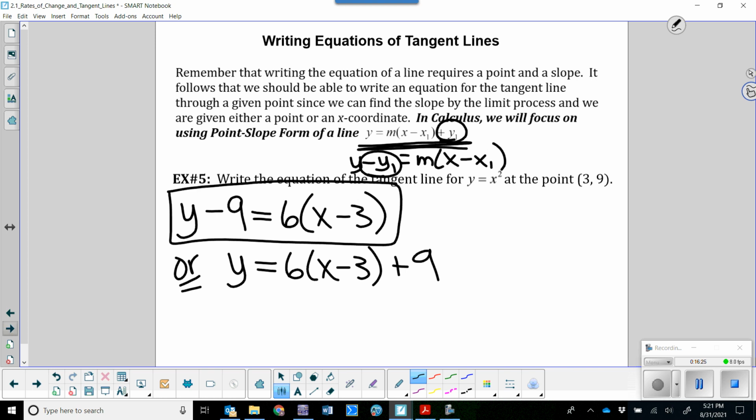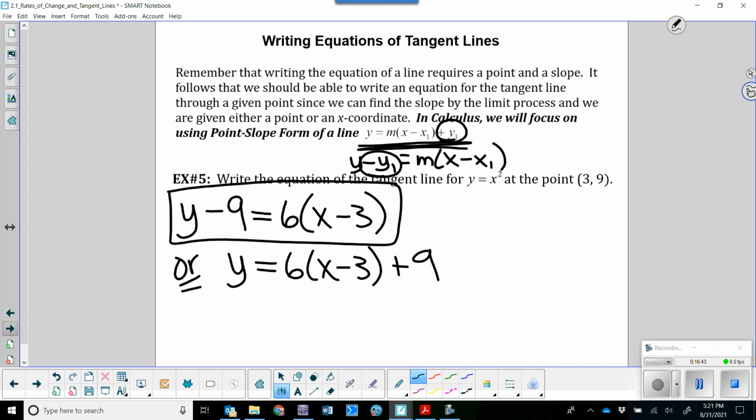Those are the only ways that you should really ever write an equation of a line. The only reason to change it is if you're trying to match and all the equations are in a different format, okay? Then you can distribute and change it. Otherwise, you should leave it. Okay, you should definitely not change it.